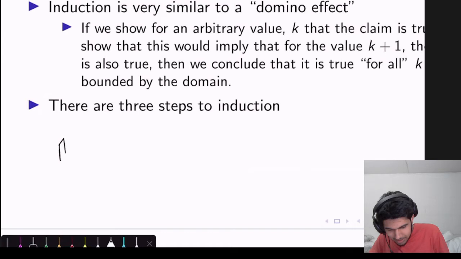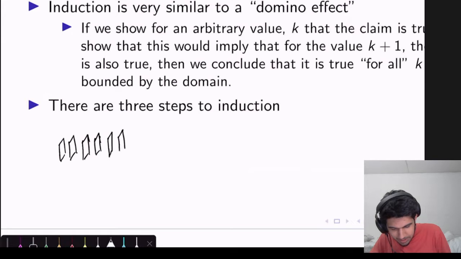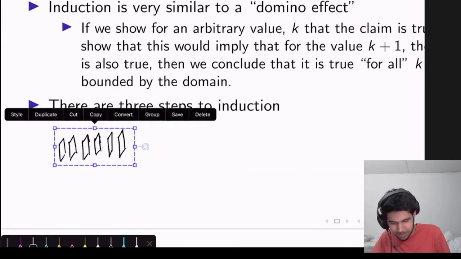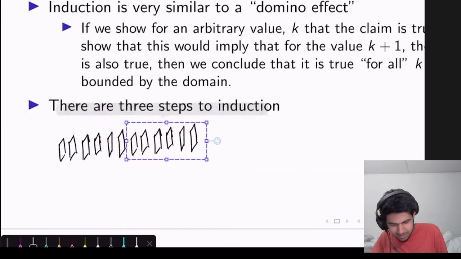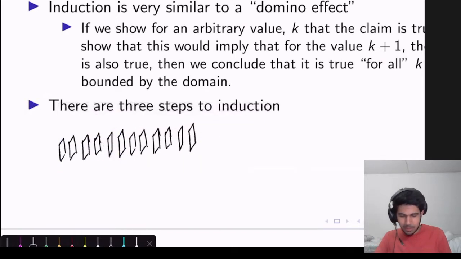I'm going to try to draw some dominoes here, and we'll see what I mean by this in just a moment. My domino drawing skills are pretty bad, I suppose. But here's the idea. We can just imagine all of these dominoes standing in a row. Let me just take this and copy it. All right, so we have a bunch of dominoes.